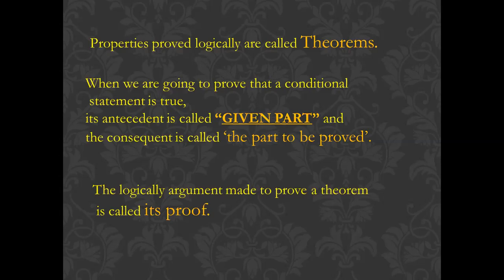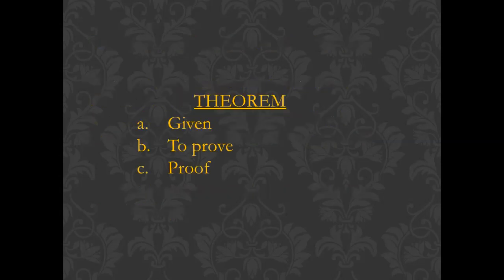Logically, arguments made to prove a theorem are called its proof. For proving a theorem, there are three important steps. First part is given, second part is to prove, and third part is proof.